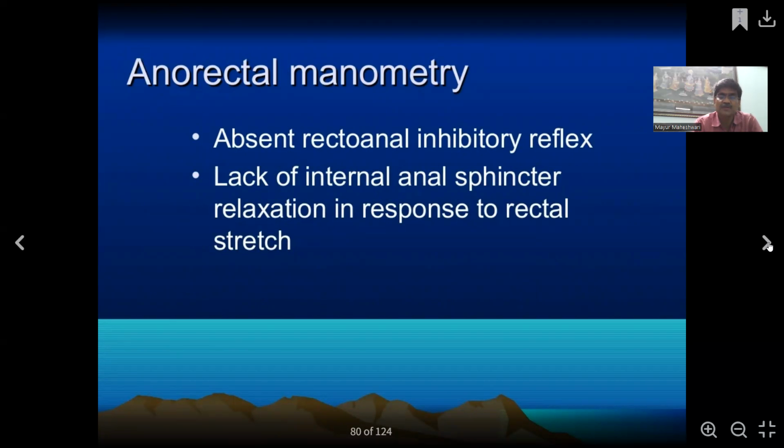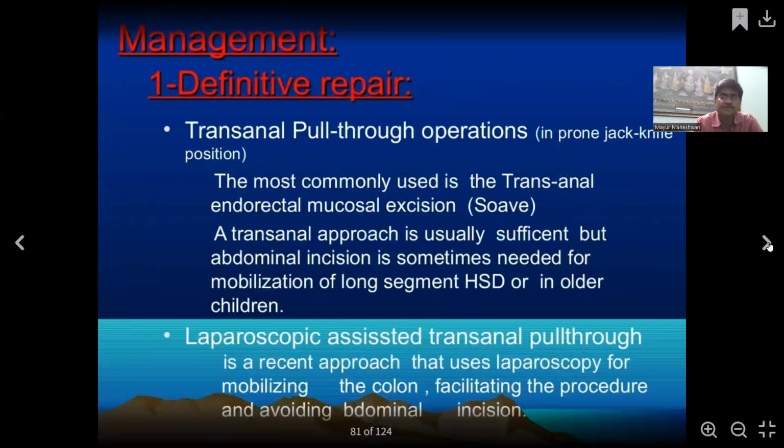Manometry may sometimes be required. There is an absent rectoanal inhibitory reflex, and there is lack of internal anal sphincter relaxation response to rectal stretching. So if you do a rectal stretching, there will be a reflex relaxation of the internal anal sphincter so that the child can pass fecal matter. But this is absent in cases of Hirschsprung disease.